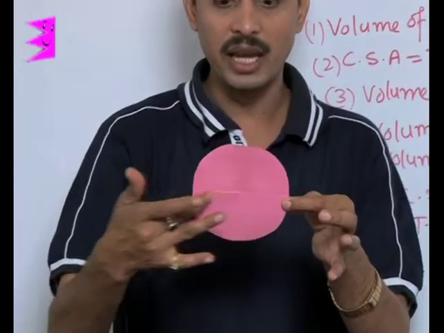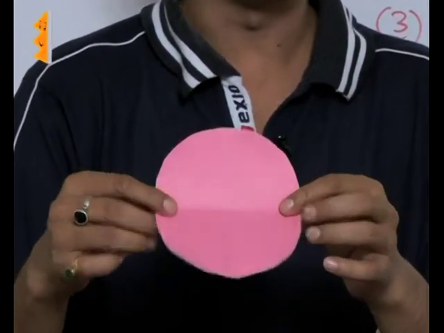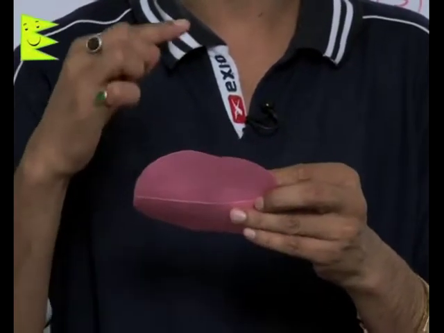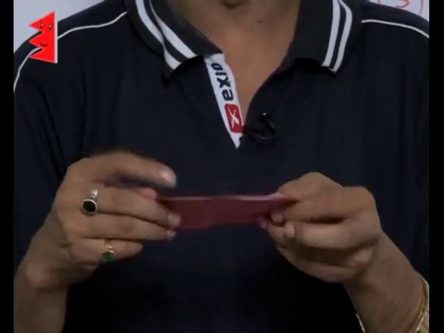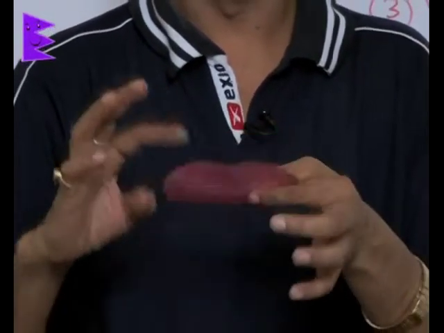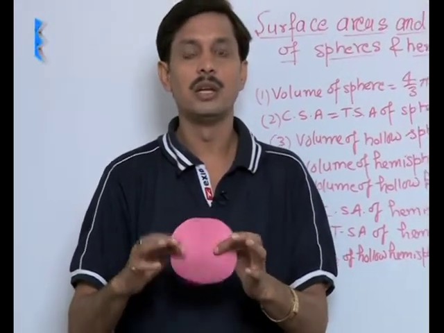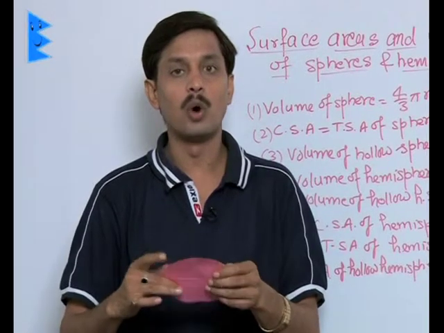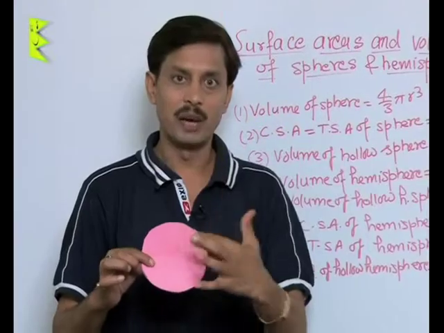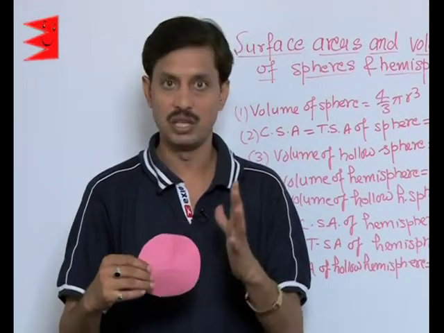By keeping any one of its diameters fixed, when this circular piece of sheet is revolved, rotated about its diameter, the amount of space occupied by revolving it in one round, the object so formed is what? The sphere. This is the formation of the sphere. Whatever the radius of the circle, that is the radius of the sphere in space.